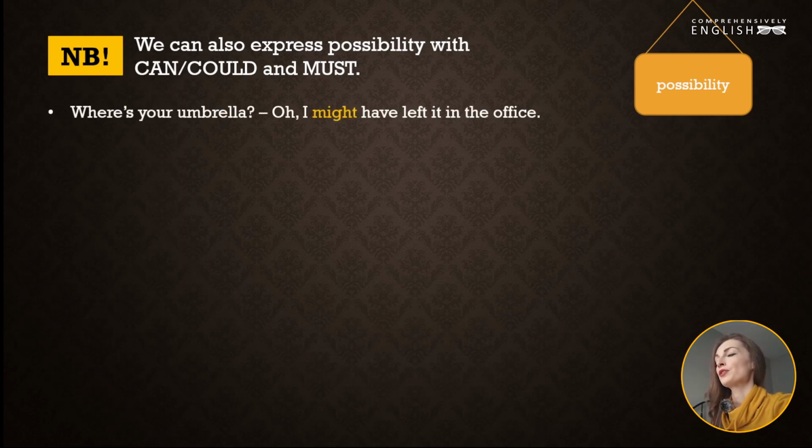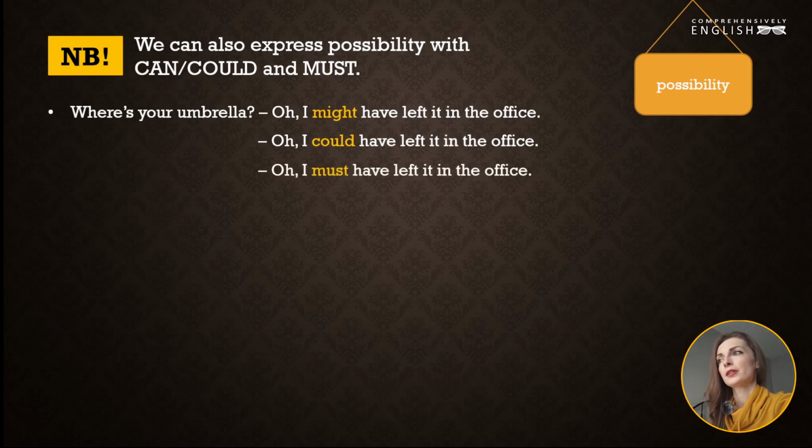Let's see. Where is your umbrella? Oh, I might have left it in the office. But also you can say, oh, I could have left it in the office, or I must have left it in the office. These three sentences express a different degree of your persuasion. If you are quite sure that you left it in the office, you would say, I must have left it. Yeah, I'm pretty sure that this is the case. When you have a lot of doubts and when you're not sure at all, you might say, oh, I might have left it in the office, but I don't know. Could is something in between. I could have left it, possibly.